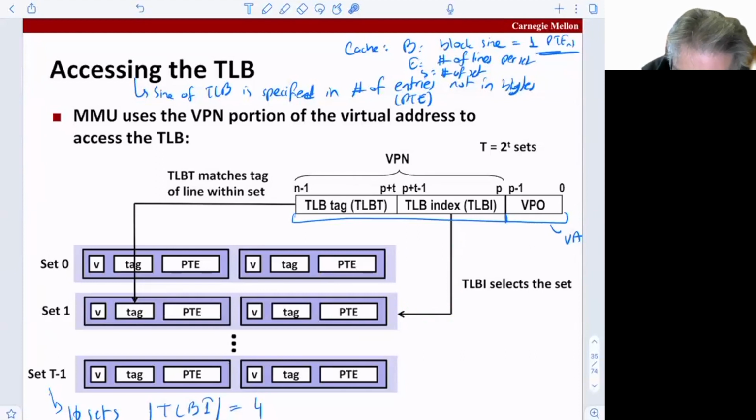Once I pick the particular set, I have to look in here. In this case, for example, E, the number of lines per set, is 2. So I would check the TLB tag with the tags here, and also the valid bit. If it's a match, then you get your corresponding page table entry. If it's a miss, then it's a miss, and you have to go and try to access the page table.